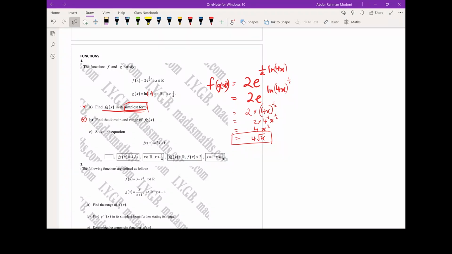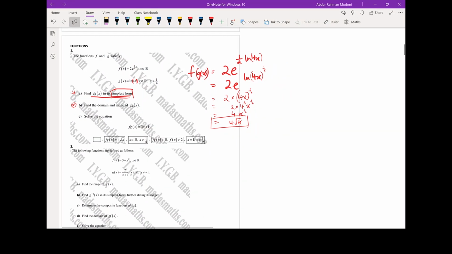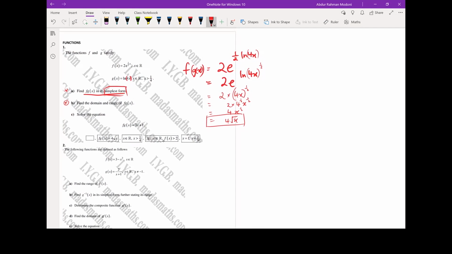Not to do with finding composite functions or inverse functions, people are okay with that. It's when you're trying to state the domain and range. So how do we find the domain and range of fg of x? Well, let's understand what's happening here, fg of x. fg of x is this case here.